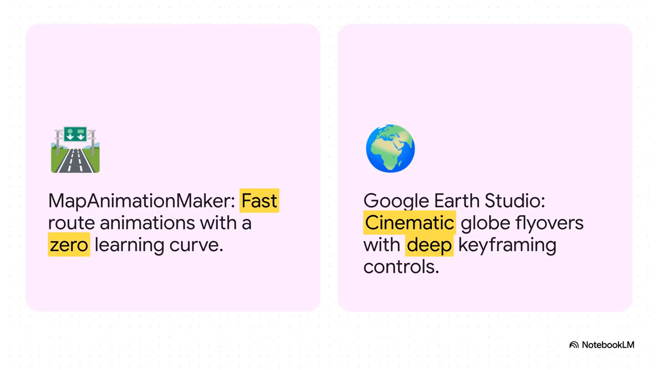And finally, the big one, Google Earth Studio. But here's the thing. These tools aren't even really playing the same sport. Earth Studio is for those epic cinematic flyovers where you have deep control over the camera. It's amazing, but it has a steep learning curve. Map Animation Maker is designed to do one thing really, really well. Draw a clean route from A to B in just a few clicks.